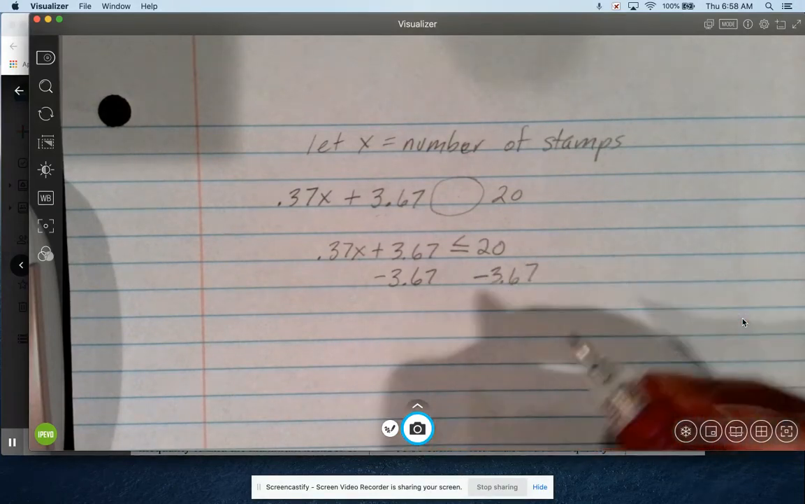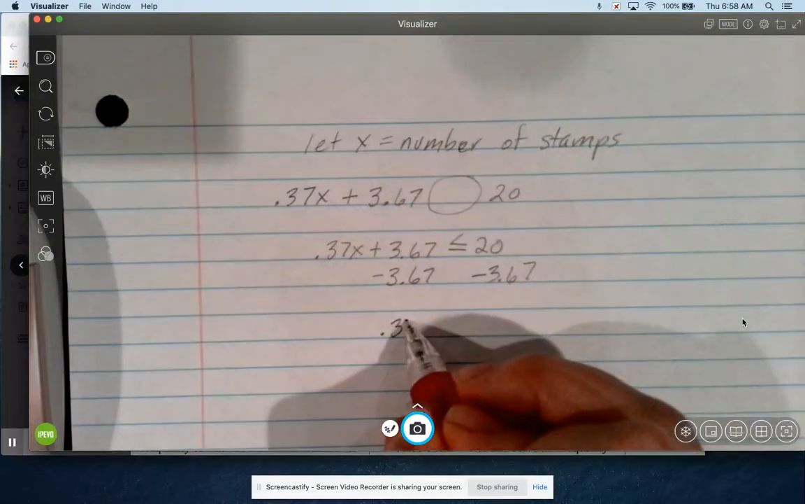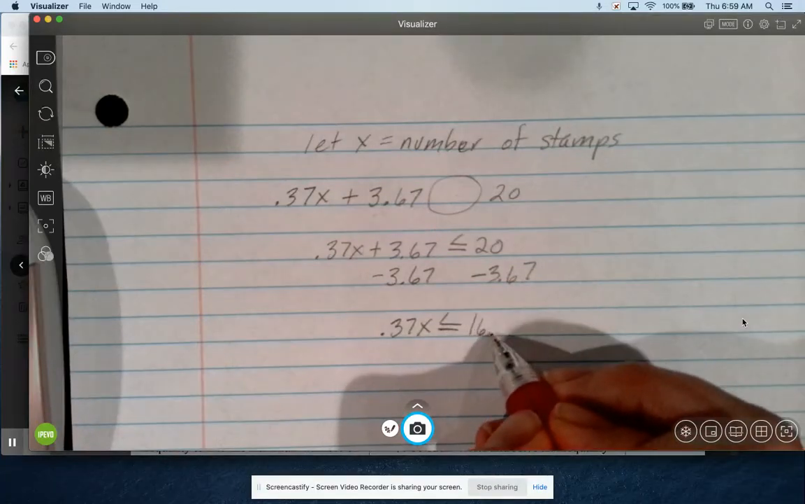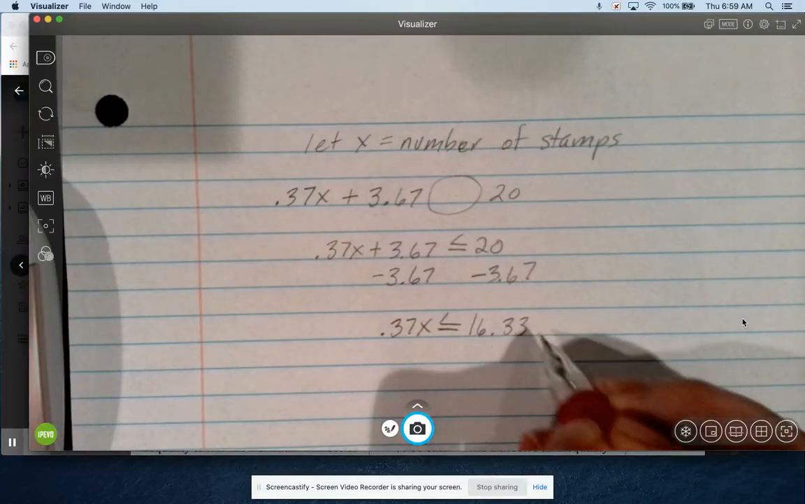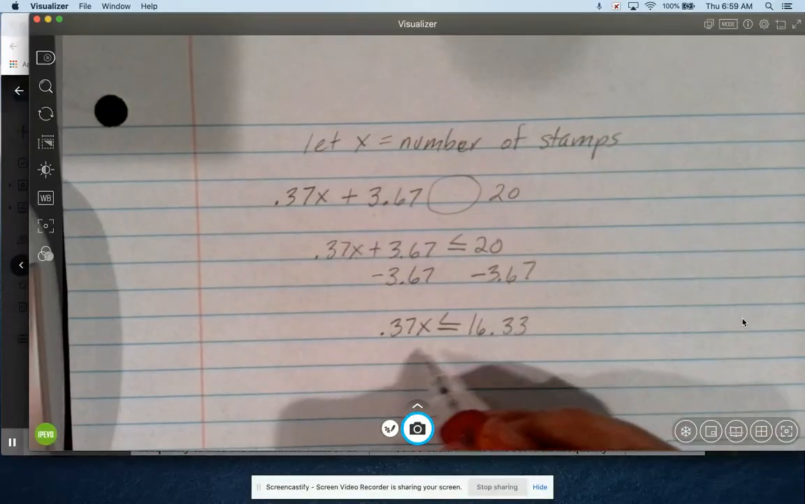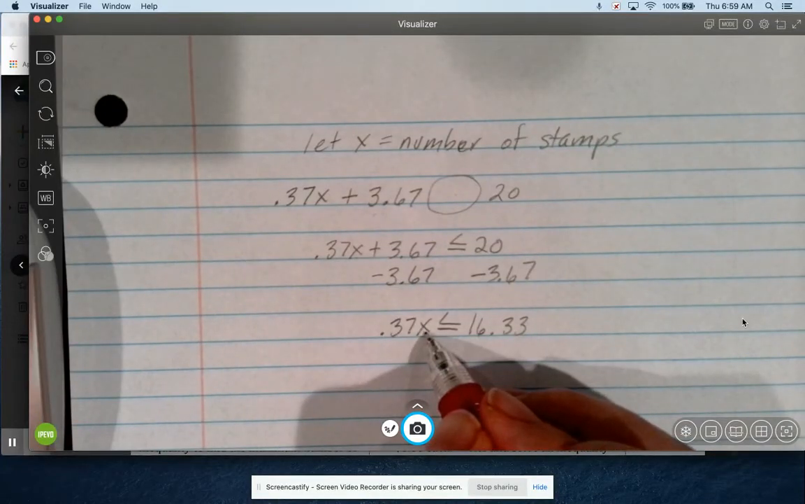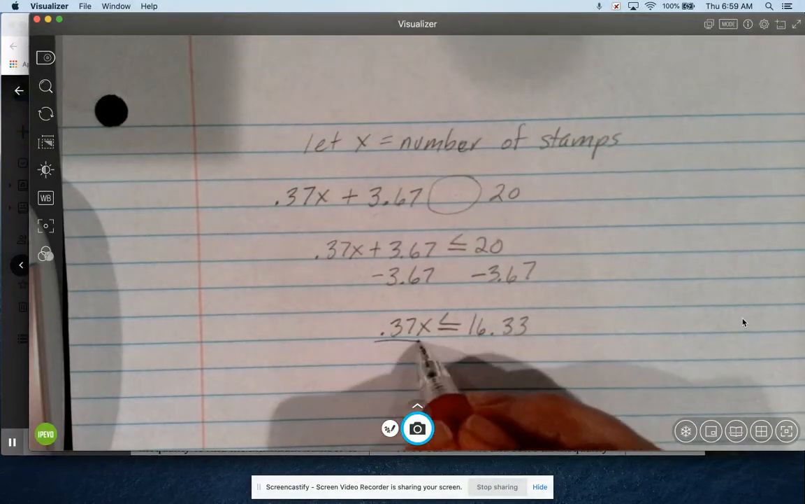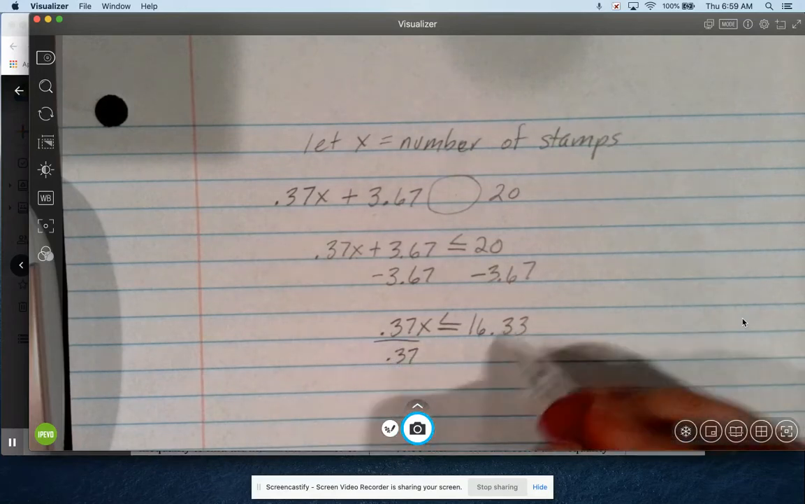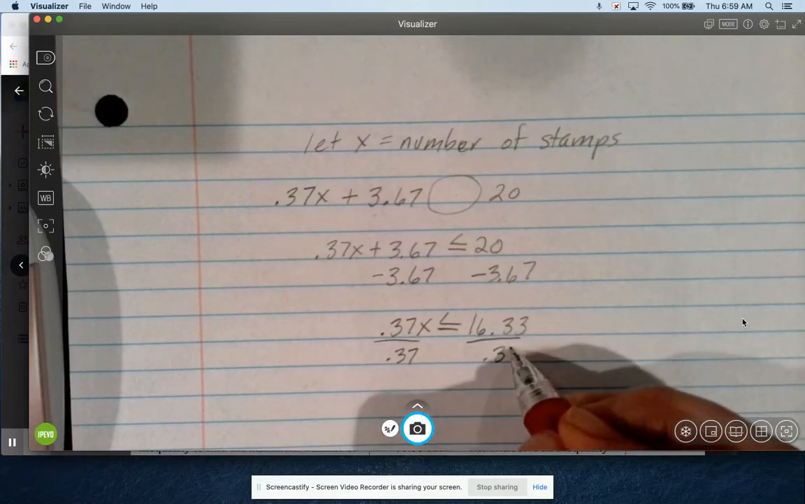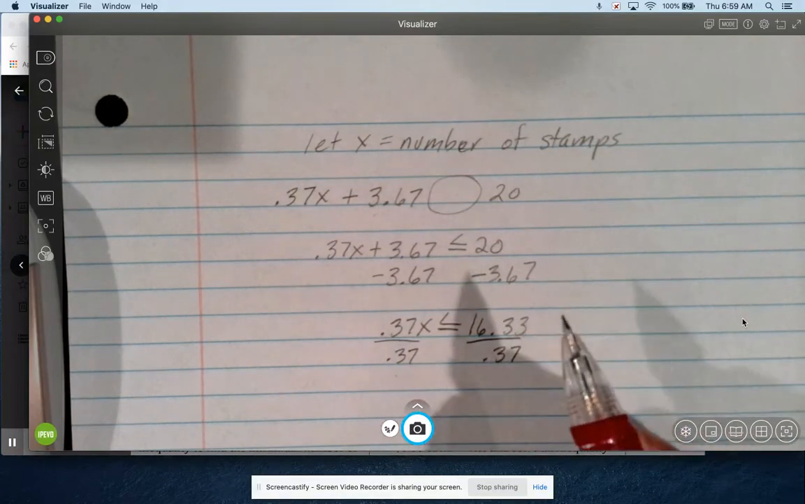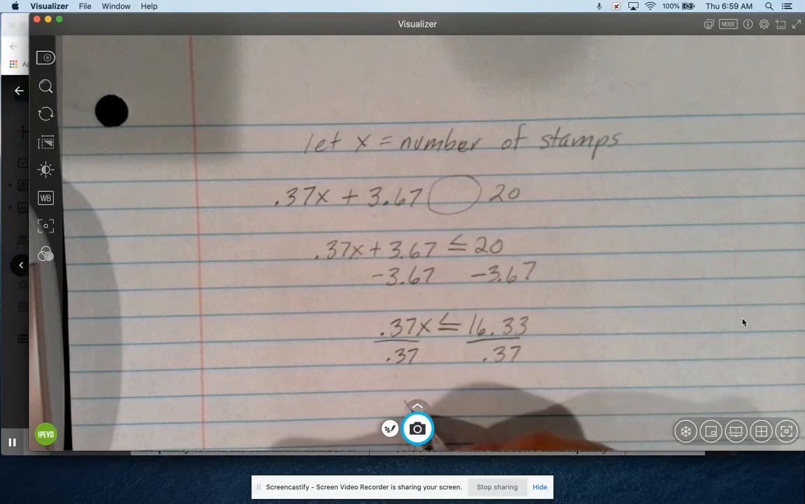And I'm left with 37 cents times the number of stamps has to be less than or equal to $16.33. And so now to get x all by itself, the opposite of multiplying x times 0.37 is to divide by 0.37. I have to keep these in balance, so what I do to this side, I have to do to the other side. And I end up with x, because 0.37 divided by 0.37 is that invisible 1.